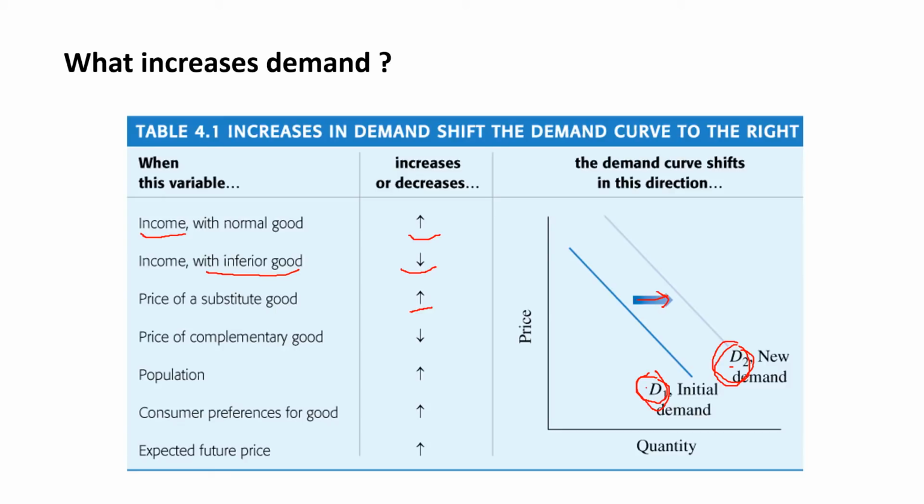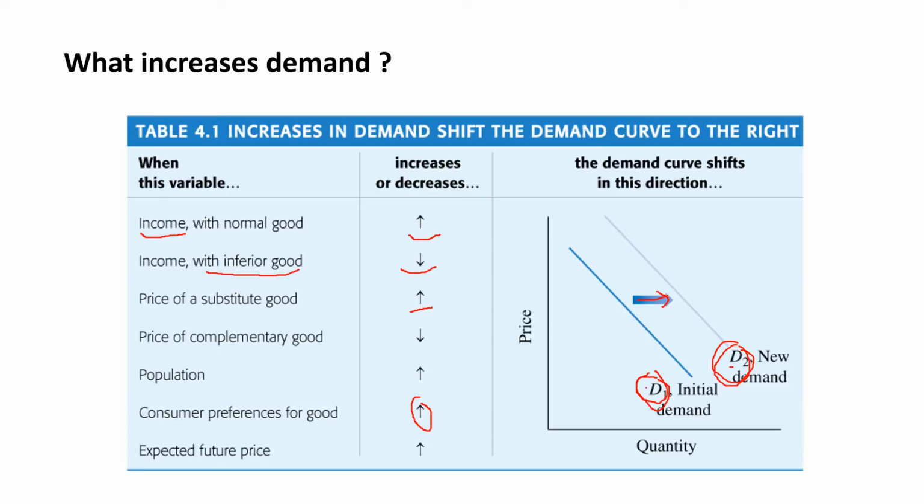Again, the consumer preference. If they start to prefer a certain product, there is an increase in the demand for that product, and that will shift the demand curve from D1 to D2, to the right.